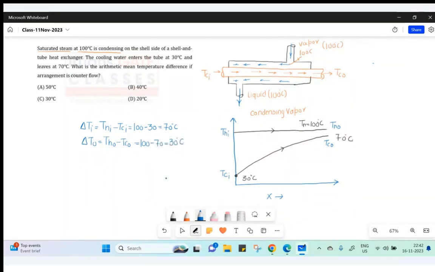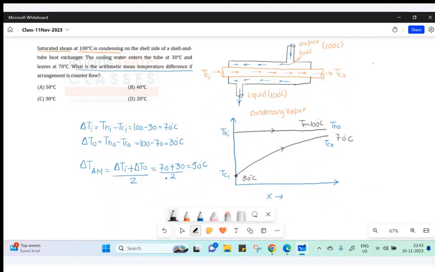What is he asking you to calculate? The arithmetic mean temperature difference. So delta T arithmetic mean is delta TI plus delta T naught divided by 2, which is 70 plus 30 divided by 2, which is 50 degrees. He is not asking you the log mean temperature difference. He is asking you the arithmetic mean temperature difference.